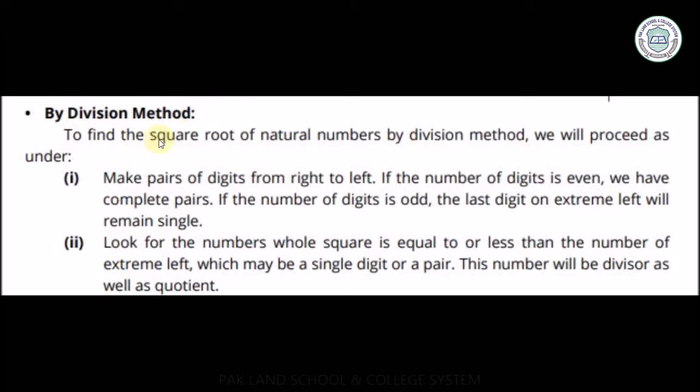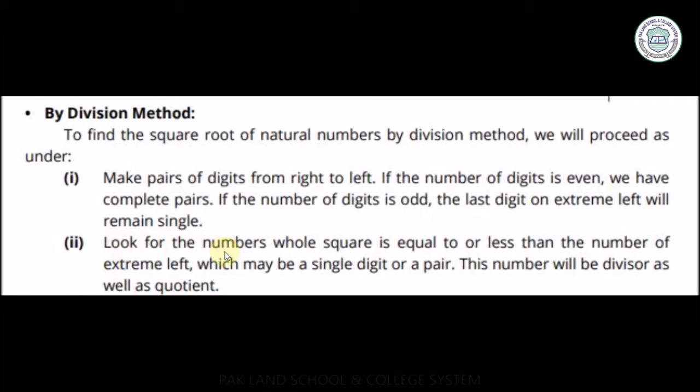By division method. To find the square root of natural numbers by division method, we will proceed as under. Make pairs of digits from right to left. If the number of digits is even, we have complete pairs. If the number of digits is odd, then the last digit on the extreme left will remain single.